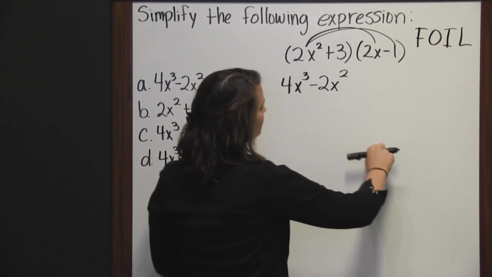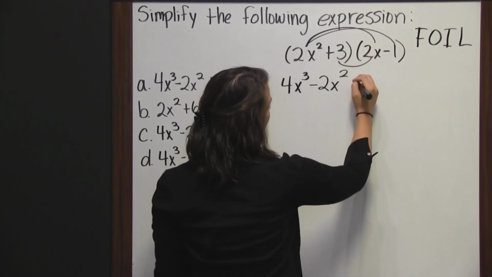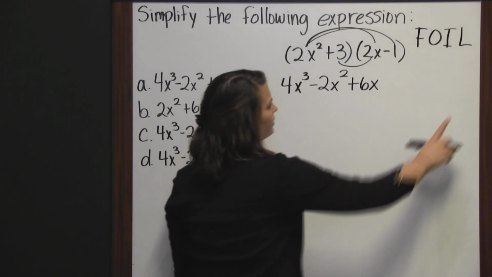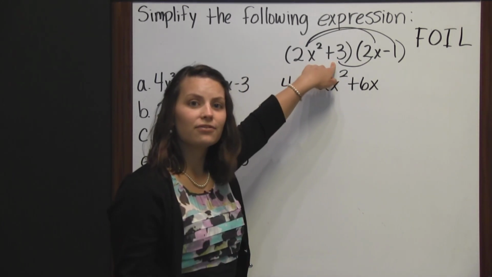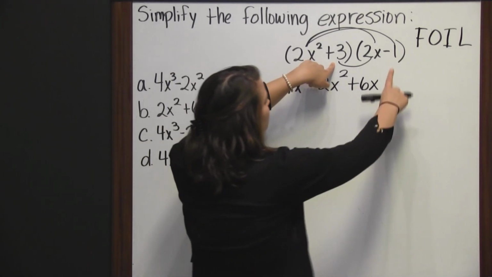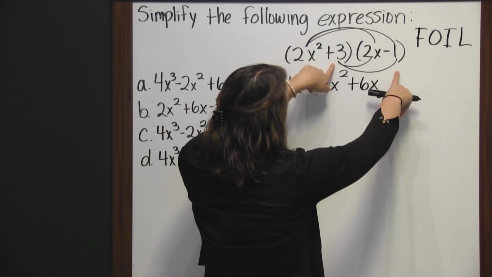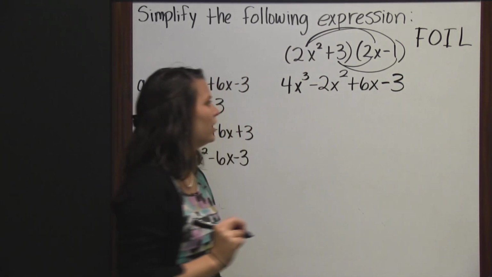Then our inner terms are the two terms on the inside, 3 times 2x, which is a positive 6x. And then finally, our last terms. So the last term in the first set of parentheses and the last term in the second set of parentheses, 3 times negative 1, which is negative 3.